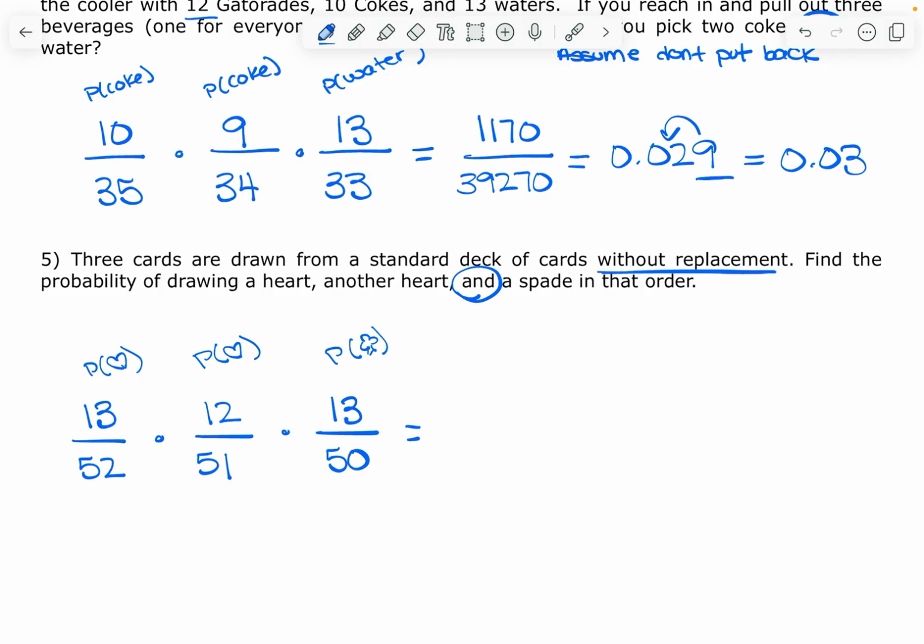of those left. So 13 times 12 times 13, 2,028. 52 times 51 times 50, 132,600. Divide it out, you get 0.015. That 5 tells that 1, we gotta go up.